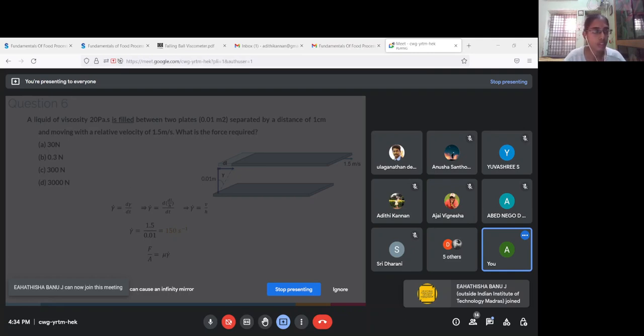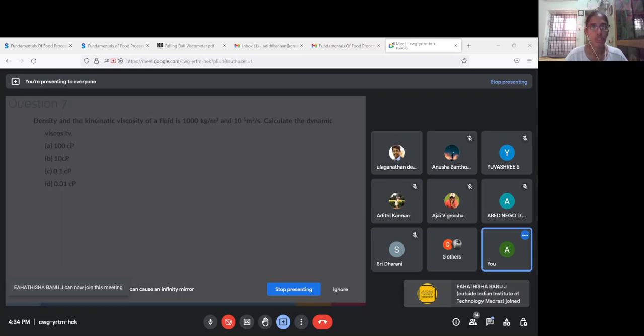Yeah, so the answer to this question is 30 newtons. If you substitute the area, 0.01 meter square, into viscosity times the shear strain rate, that is equal to 30 newtons. So the correct answer to this question is option A. All this is a part of lecture 3. In case you want a more elaborate explanation, ma'am will be giving you all this information in lecture 3.